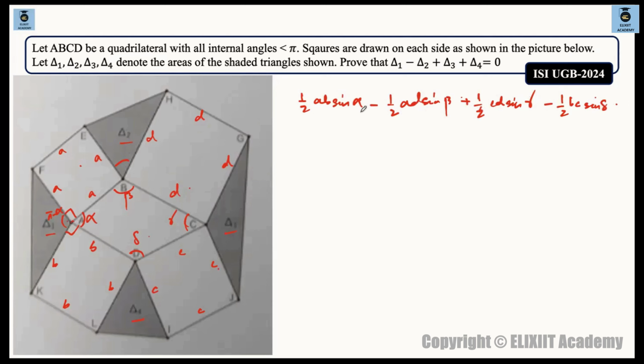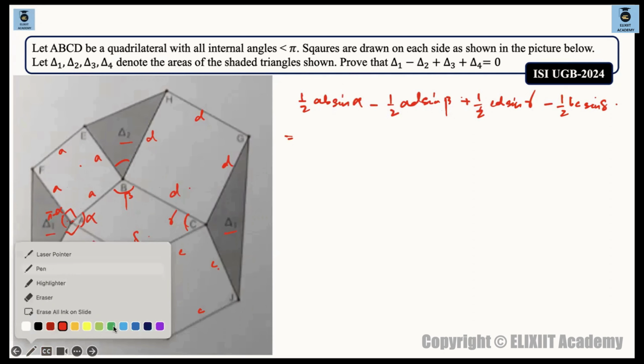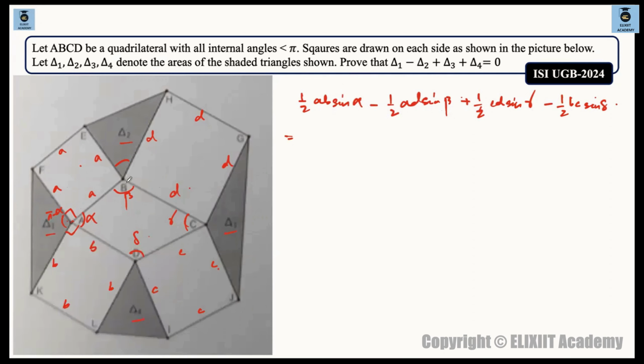So we are having half AB sin alpha, and now focus on this quadrilateral. What I do, I divide this quadrilateral by joining the diagonals in this way. Okay. Now you focus over here. So we are having half AB sin alpha. Alpha is this. So half AB sin alpha is basically the area of triangle ABD.